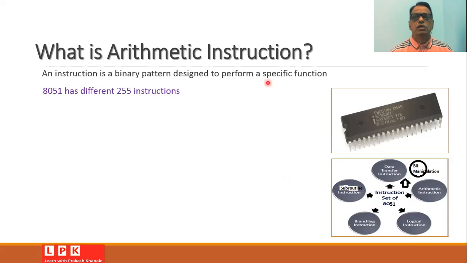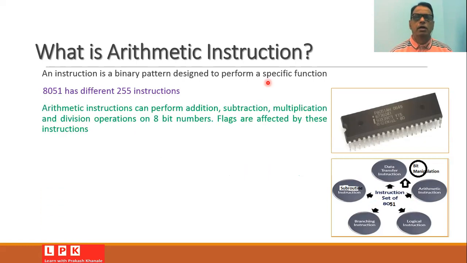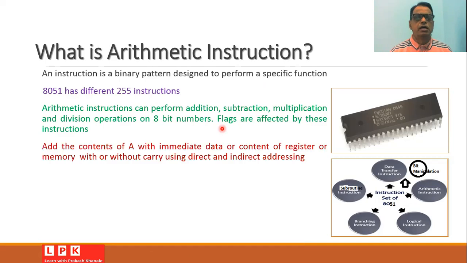We know that any instruction is a kind of binary pattern, and this instruction is designed to perform a specific function. As far as the microcontroller 8051 is concerned, it does not have many instructions. Arithmetic instructions are very useful, and frequently they are needed when we write an assembly language program. By using these instructions, we can perform arithmetic operations such as addition, subtraction, multiplication, and division on 8-bit numbers. One can easily observe that whenever we use these instructions, the flags are affected when these instructions are executed.